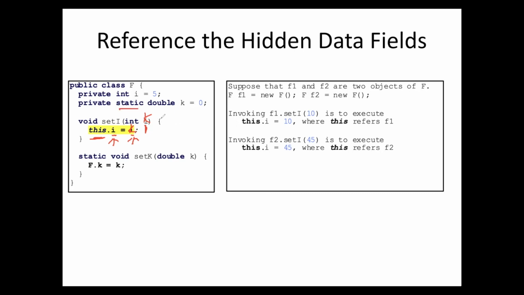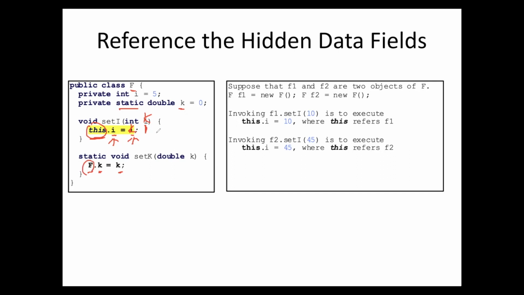Remember, static means there's only one instance of it. Static also means that this K, static is not of the instance, but of the class. So you have to use F, which is the class name, dot K equals K, instead of using this. Remember, this is for the instance, static is for the class.